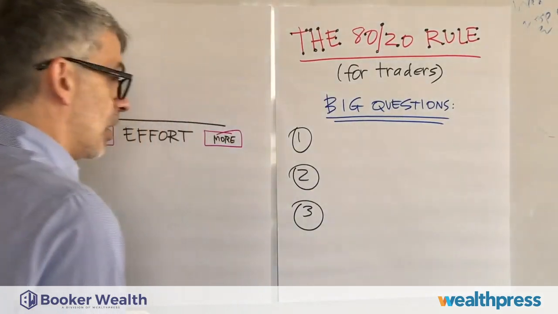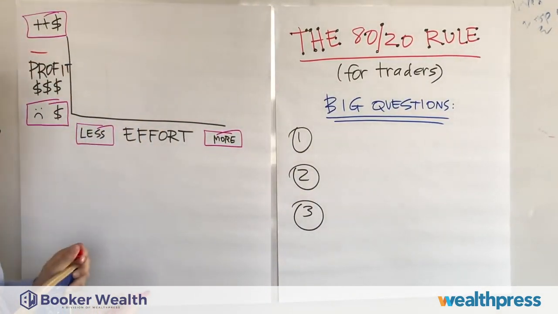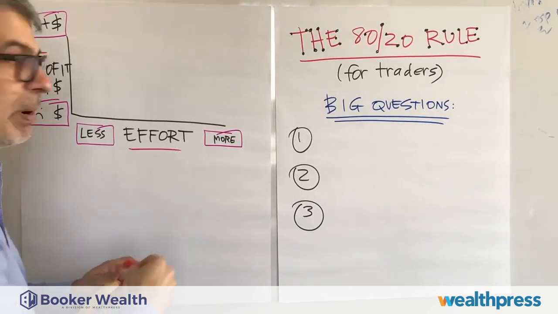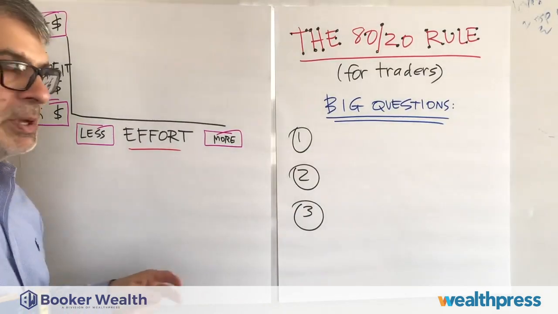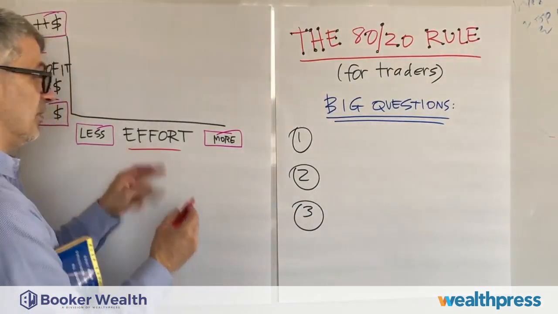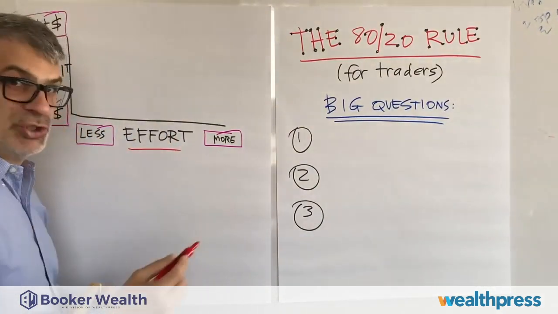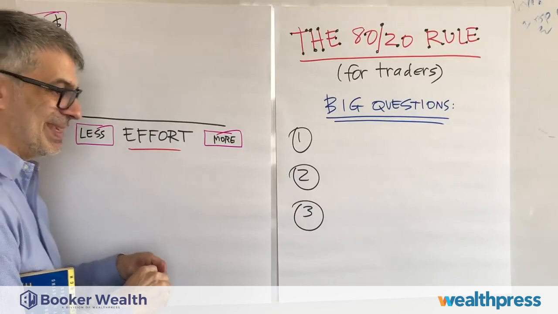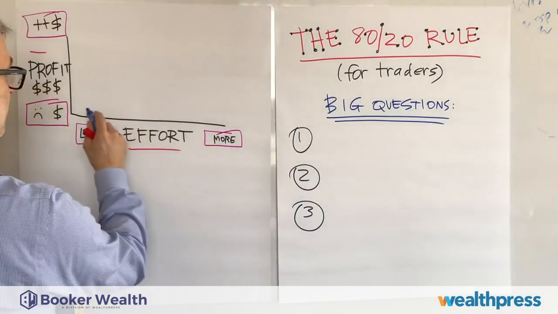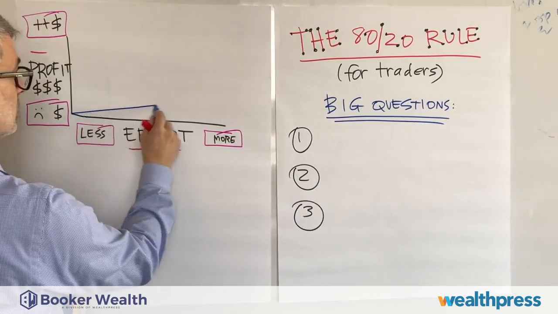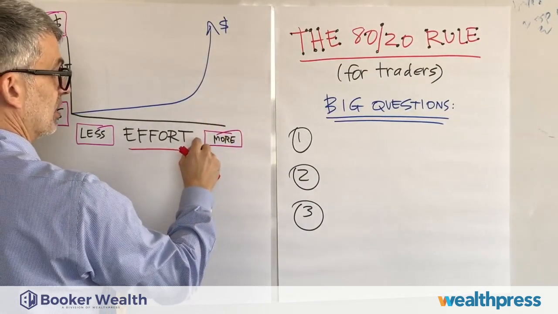On this graph, you have profit on this side and effort on the bottom. You can imagine that there is some kind of optimal combination of effort that we put into our trading that leads to a certain amount of profit. The general idea is that more effort leads to more profit, so it would look like this: your money goes up as your effort goes up.